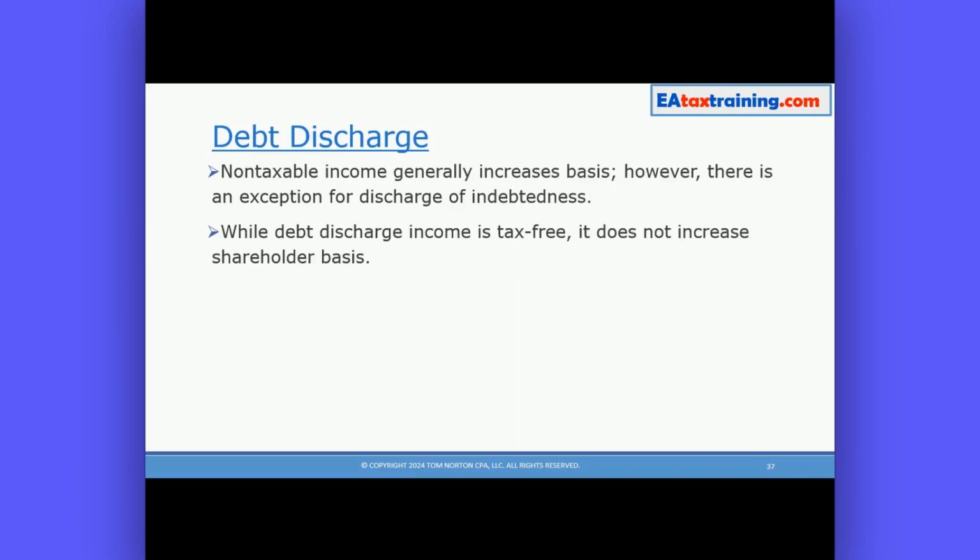Debt discharge. So remember, we said that non-taxable income generally increases stock basis. However, there is an exception for discharge of indebtedness. Debt discharge income can be tax-free. However, it does not increase shareholder basis. So you will want to remember that for the exam, that non-taxable debt discharge income does not increase shareholder basis.